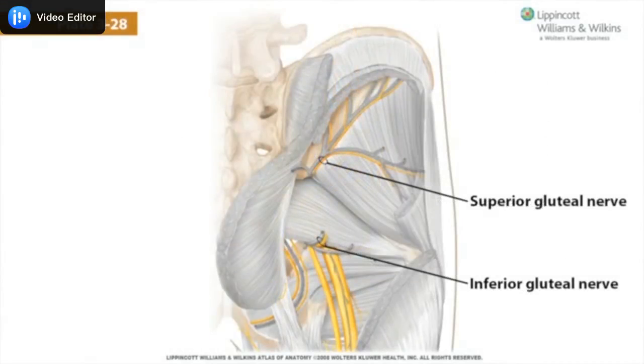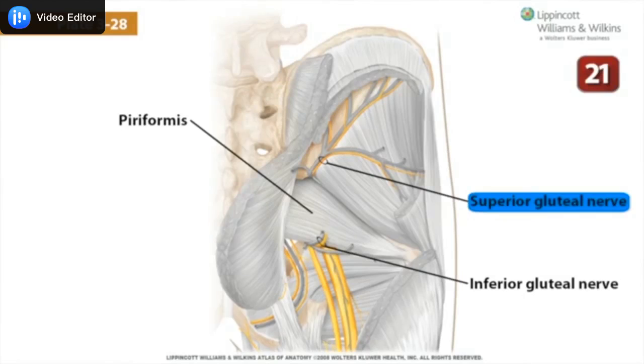The superior and inferior gluteal nerves are named according to their relation to the piriformis muscle when they enter the gluteal region. The superior gluteal nerve passes through the greater sciatic foramen superior to the piriformis, while the inferior gluteal nerve passes through the greater sciatic foramen inferior to the piriformis.